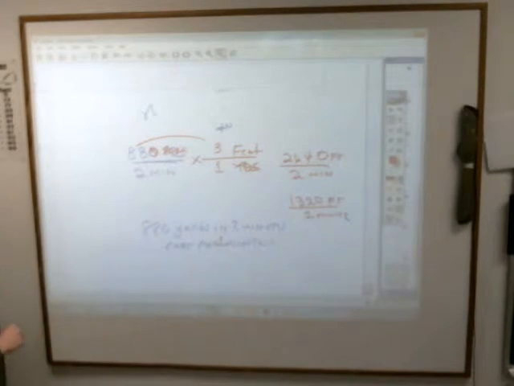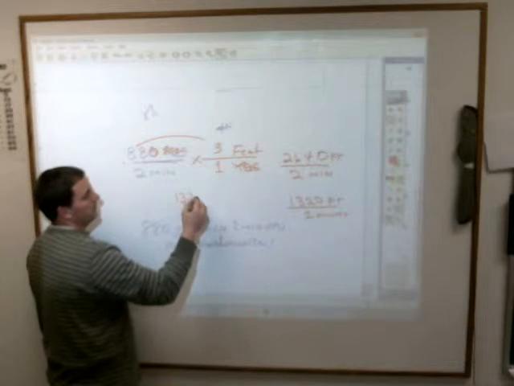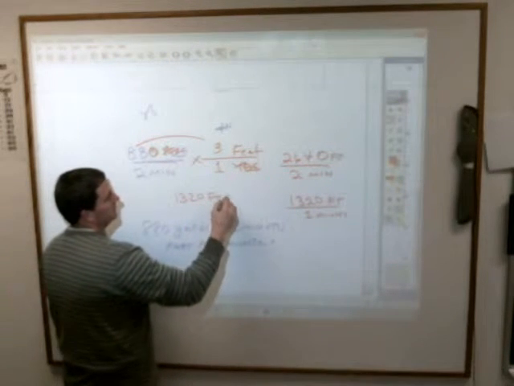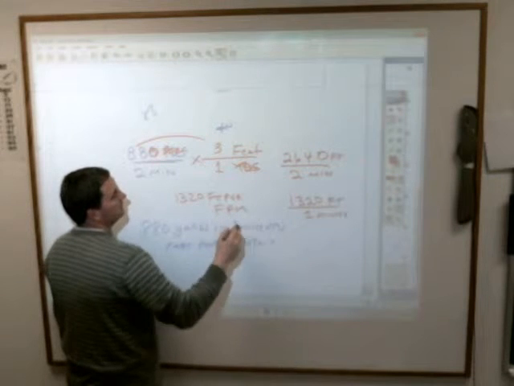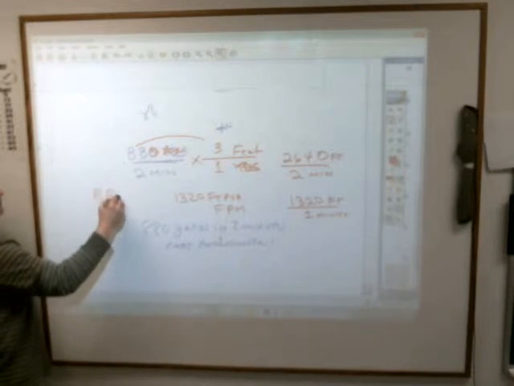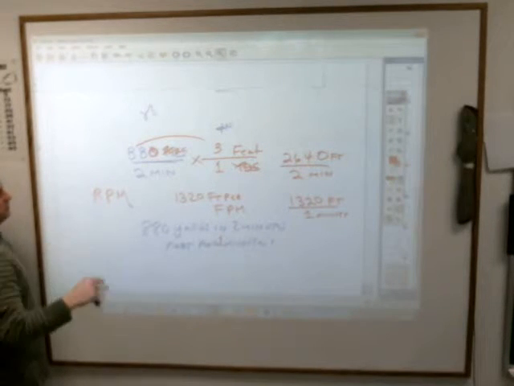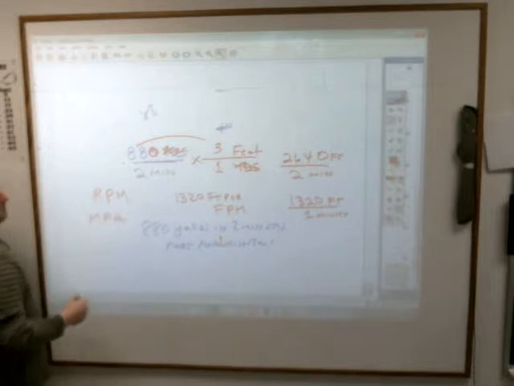Can you just leave it in fraction? You could write it out. It doesn't matter to me whether it's, you could write it like this if you want, 1,320 feet per minute. You could do FPM, feet per minute. Just like RPMs is what? Revolutions per minute. Just kidding. MPH, miles per hour.